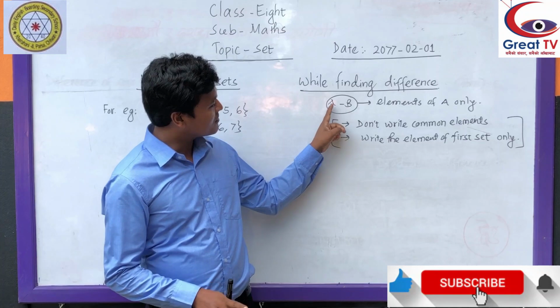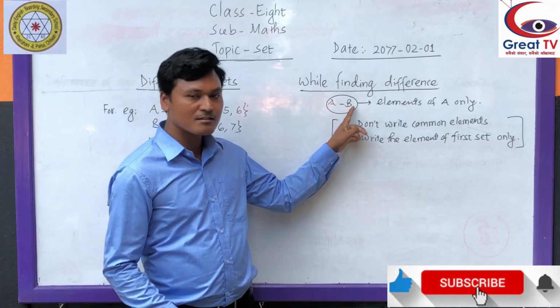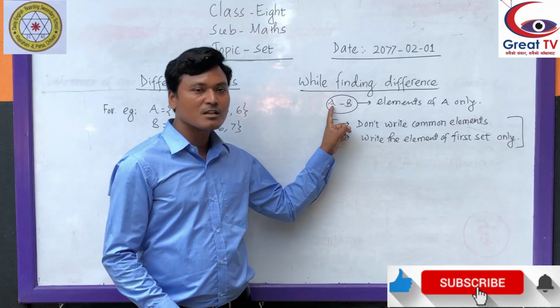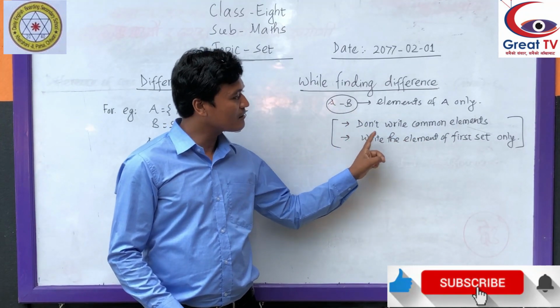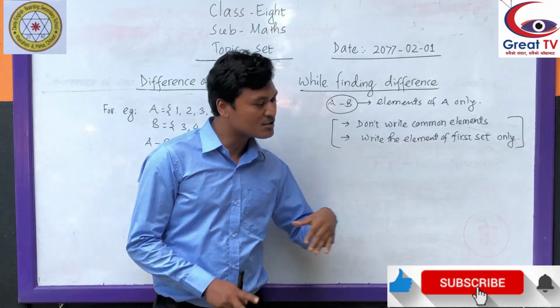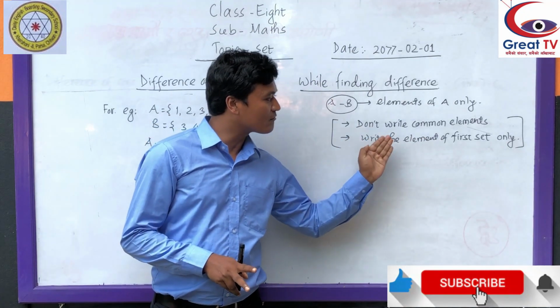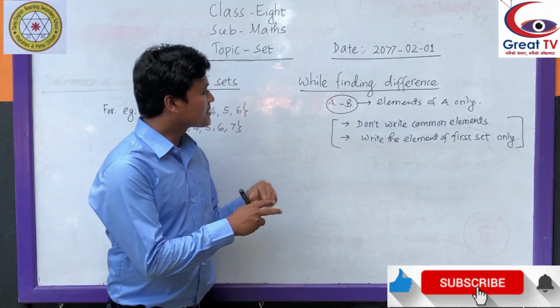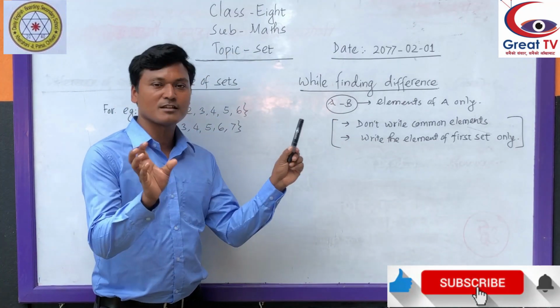Here you should consider set A as the first set, set B as the second set. So don't write common elements, which means don't write the common elements of A and B. Write the elements of first set only, and you can consider the remaining elements of first set only. To make it more clear, let us see one example.